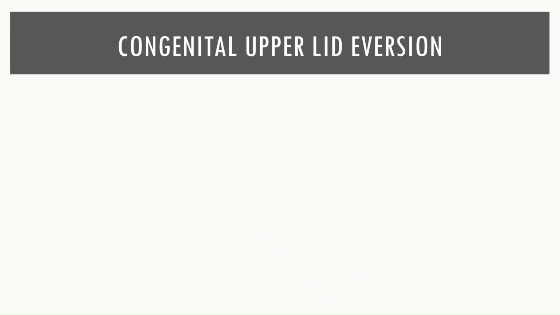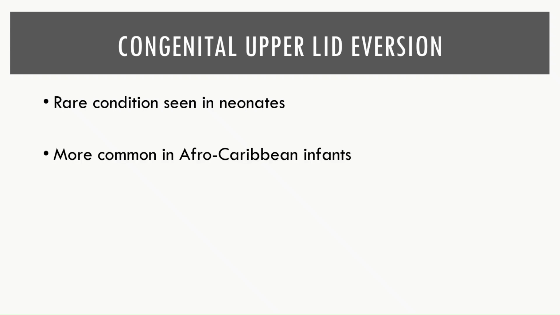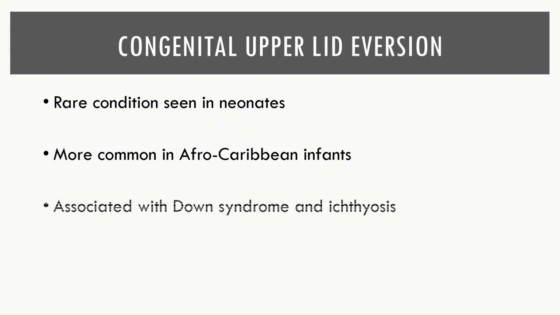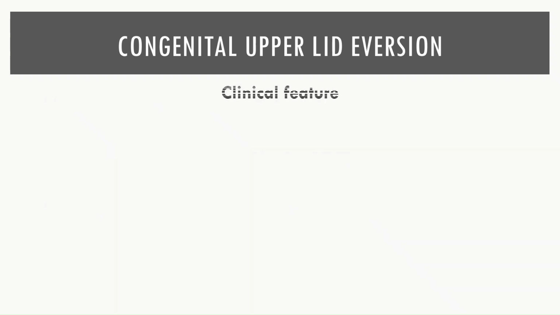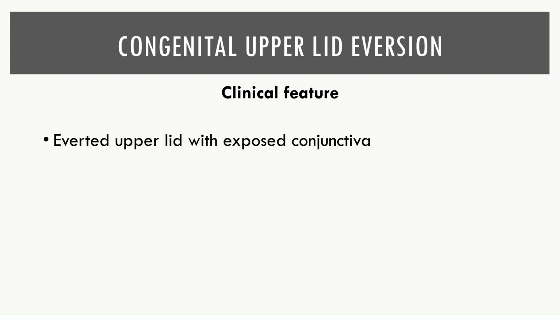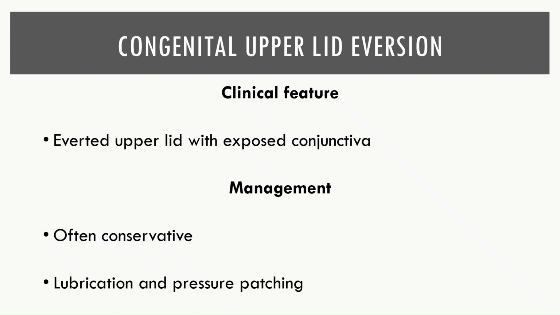Congenital upper lid eversion. It is a rare condition seen in neonates. It is more common in Afro-Caribbean infants and is associated with Down syndrome and ichthyosis. The clinical feature is everted upper lid with exposed conjunctiva. Despite the alarming appearance, most cases resolve with conservative treatment. Lubrication and pressure patching are sufficient.